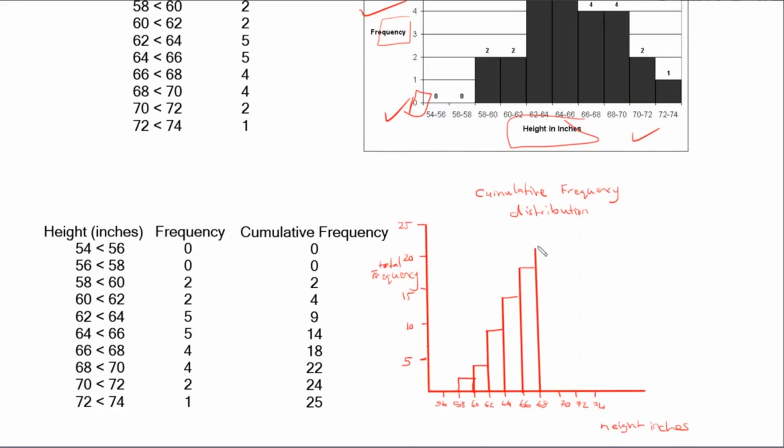22, I believe, for this one. And then 24. And then 25. So now we have all the participants. And this here is known as our cumulative frequency histogram. It gives all the information about how the data fills up.